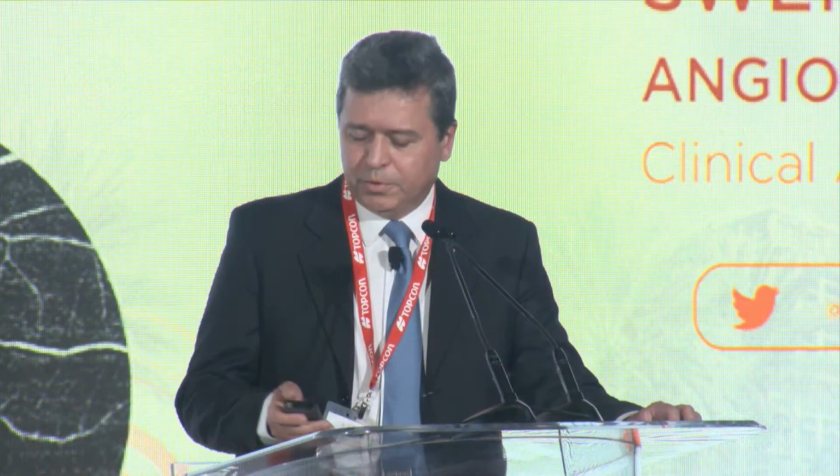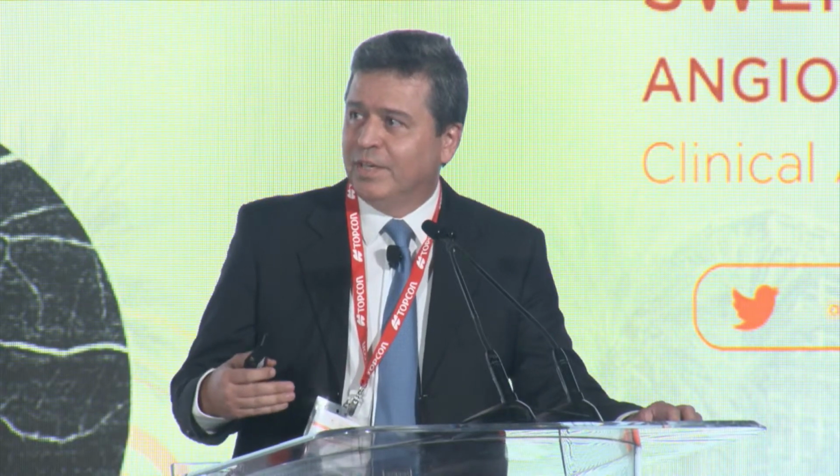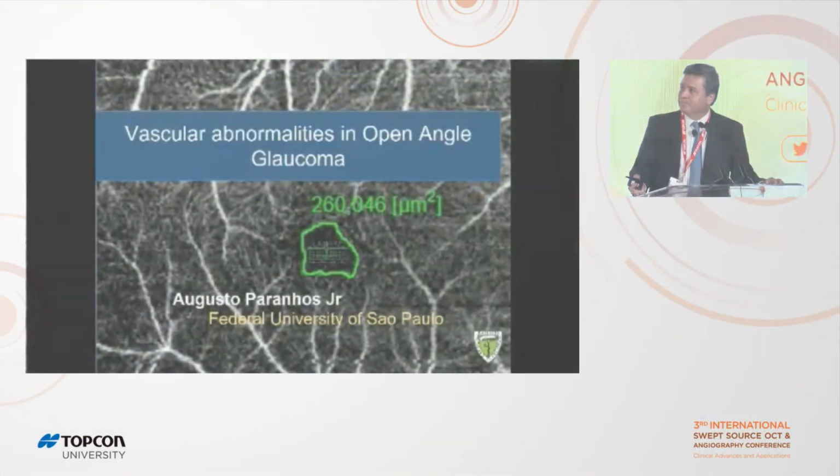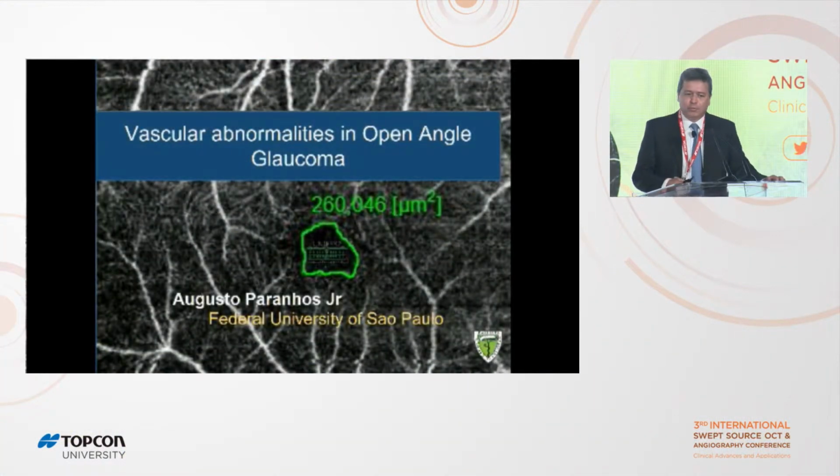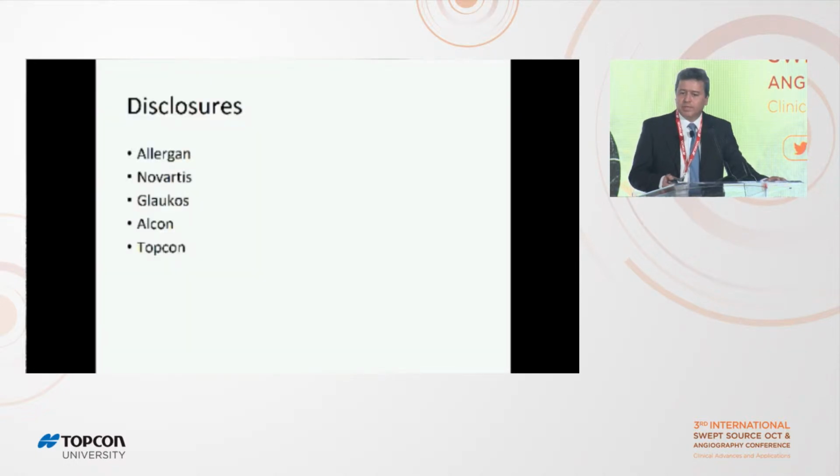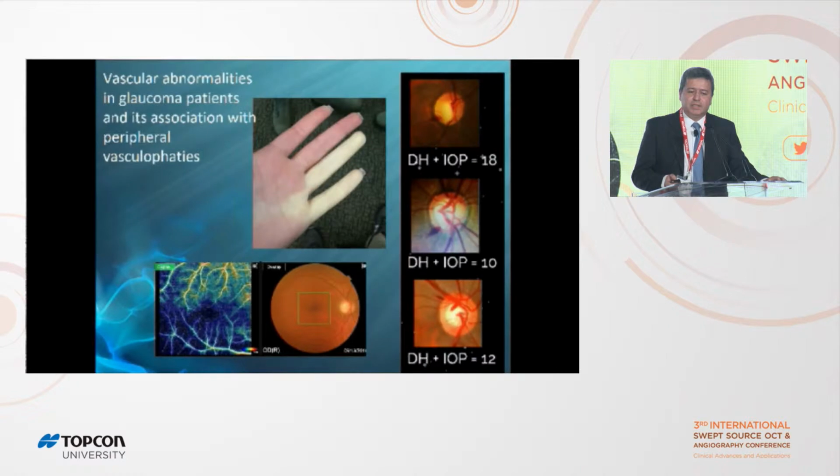Thank you very much for the opportunity, and it's very nice to give this lecture after the lamina cribrosa problem, to show how complex glaucoma is. Those are my disclosures. And today we have the opportunity to talk about vascular abnormalities in glaucoma patients and its association with peripheral vasculopathies, showing that for some patients, this could work as a systemic disease.